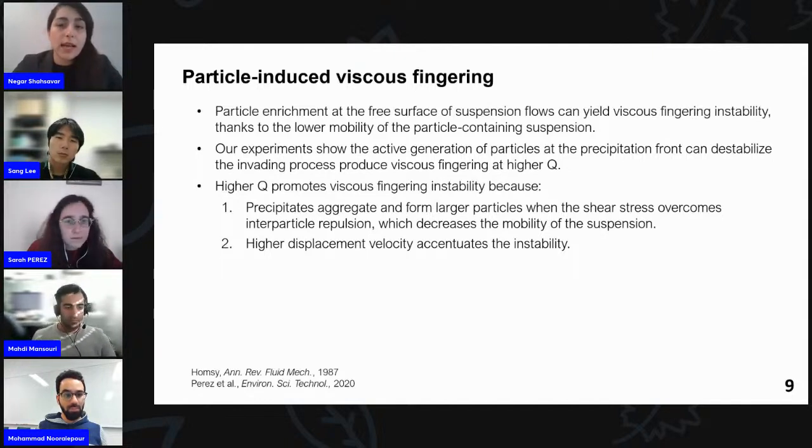The first one is that when we have a higher injection rate, we have high shear stress across the gap, which helps the precipitate particles to overcome the interparticle repulsion forces and form larger aggregates that increase the effective viscosity of the suspension. And the second reason is that the higher velocity of displacement accentuates the viscous fingering instability.